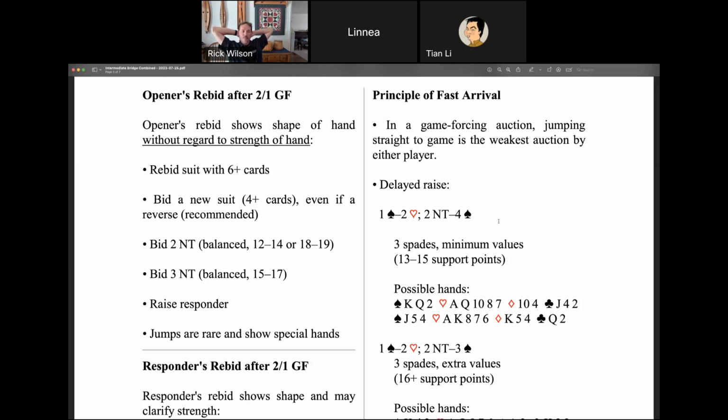Okay, and this 2 no trump bid applies only over a 2/1 game force, not over a forcing no trump. That's right. The 2 no trump rebid over a forcing no trump shows the 18 to 19. Repeat that? If you open a spade and partner did a forcing no trump, a 2 no trump rebid by opener shows 18 to 19.